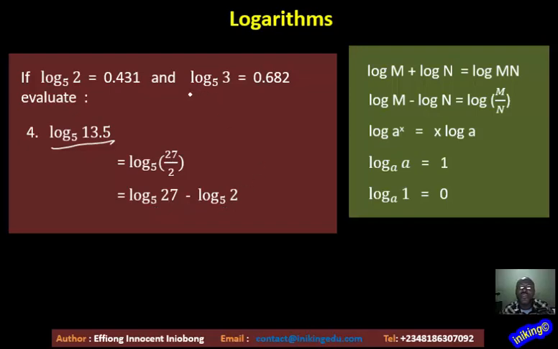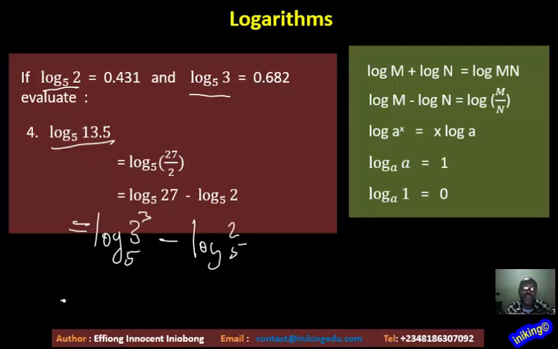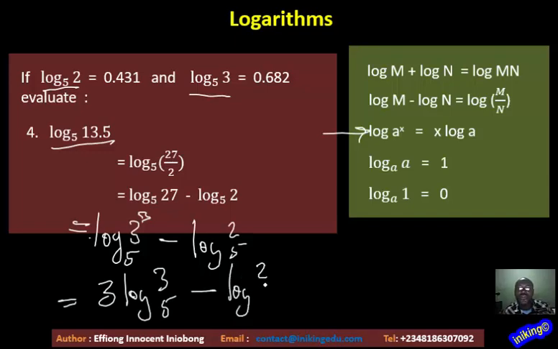But look at what we're given. We're given log of 3 base 5 and log of 2 base 5. 27, how do we deal with this? Oh, I look at 27. 27 is 3 raised to power 3. I say, okay, I can write this as the logarithm of 3 raised to power 3 base 5 minus logarithm of 2 to base 5. I think I'm running home now. Now I can move this 3 down to the back following this law. So I write here 3 log 3 base 5 minus log of what? 2 base 5.